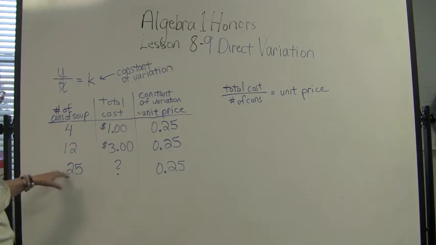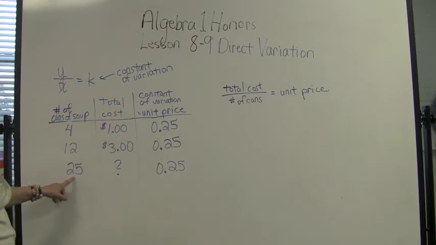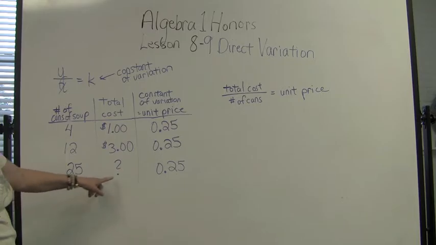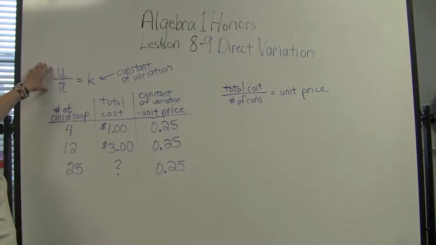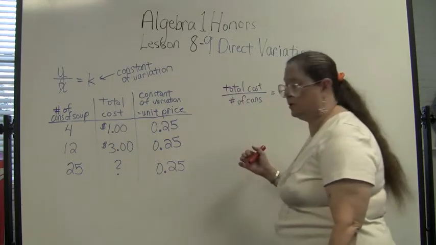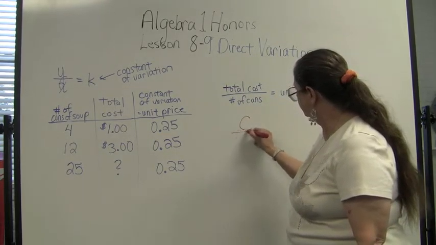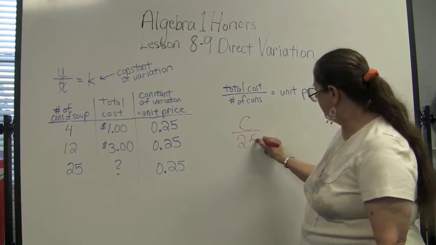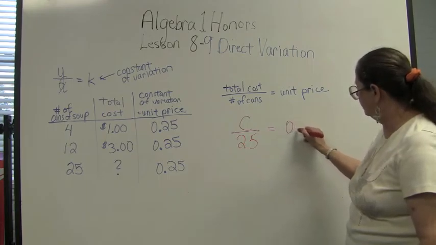So let's say that we're given this information. We actually only have to be given one of these lines. And then they say, okay, if you buy 25 cans, what's your total cost? Well, one way is to use this equation right here, this constant of variation equation. And you'd come over here and you'd fill in. You don't know what the total cost is, so that's what you're looking for, cost. You know that you got 25 cans, and you know that your unit price is 25 cents.